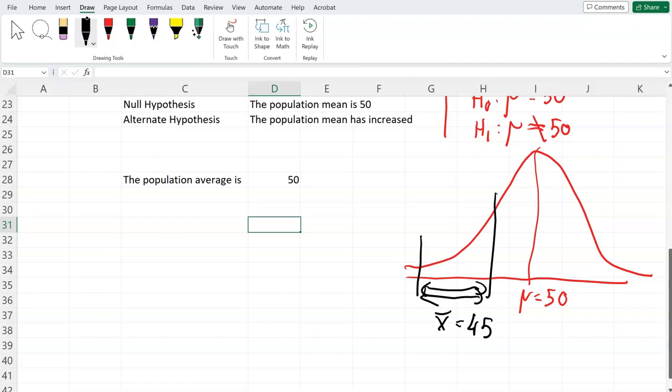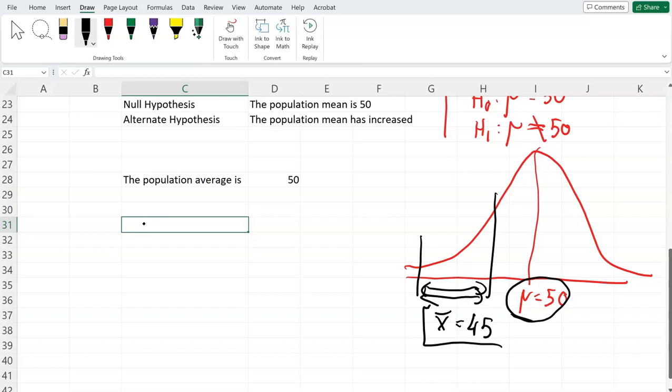And supposing after I test, I find out that yes, X bar is 45. So I say that, in my case, I reject the null hypothesis because I find, after collecting all the tests and doing the right kind of test, that the population mean is actually 45. But in fact, I did not sample properly. The population mean has remained at 50. It has not changed. So in that case, we have two kinds of error that we may face.